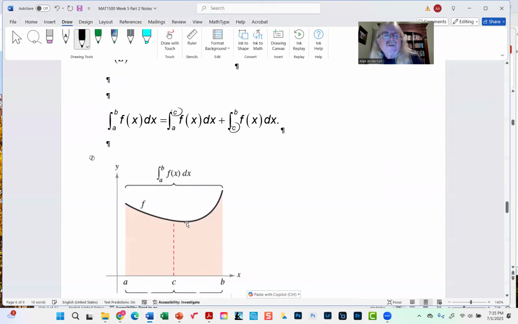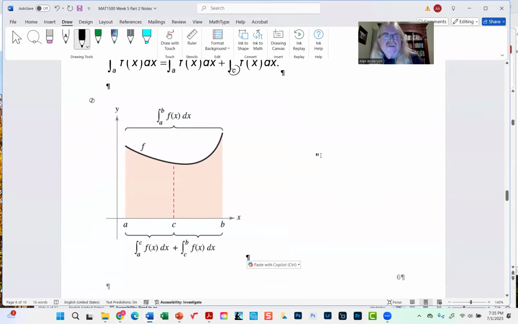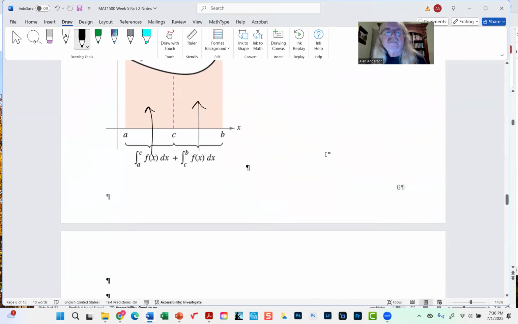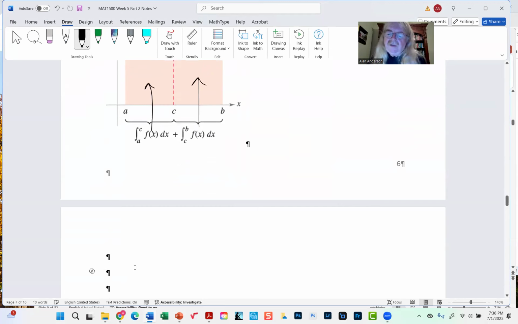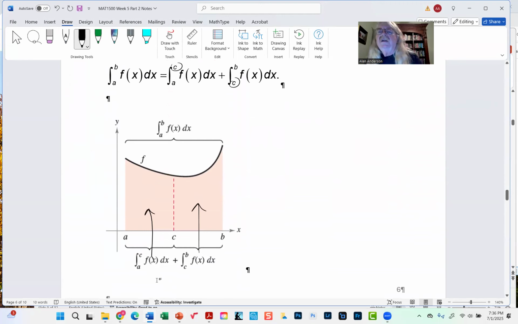Let's look at this for a second. So the function is here, and the integral from A to B could be subdivided into the area between A and C over here, and then between C and B, and then we just add them up. So again, you wouldn't normally bother to do that unless that helps you simplify the integral that you're looking for.